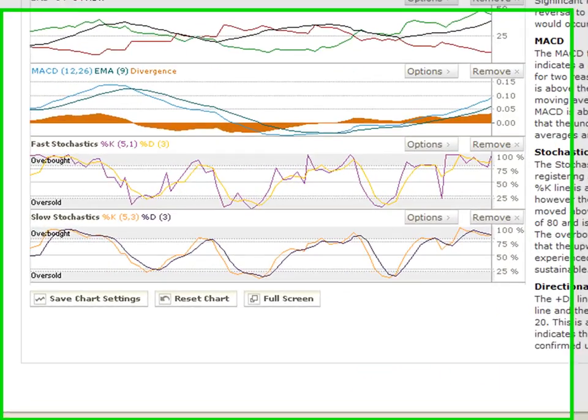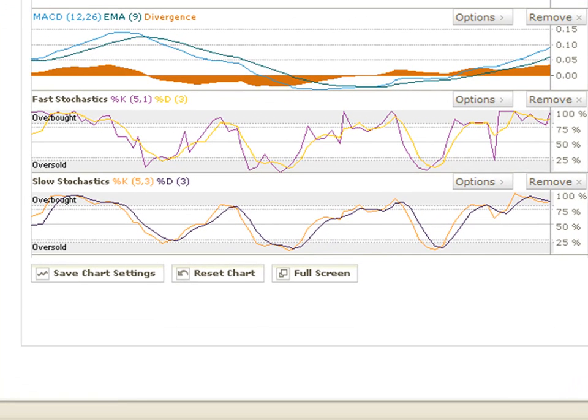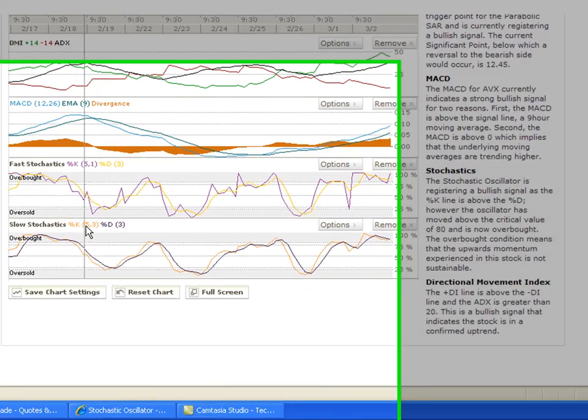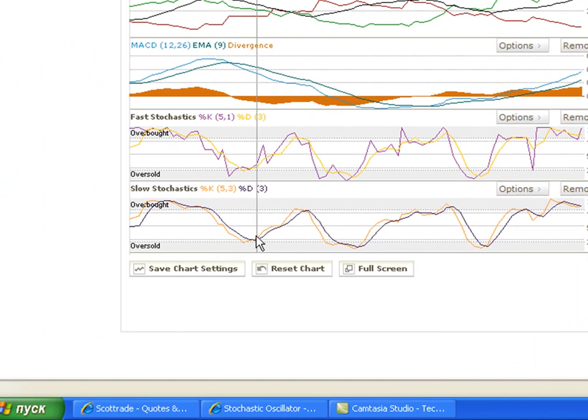Next tool I will go over is Stochastics. There are 2 types of Stochastics, fast and slow. I typically use slow Stochastic to predict whether it's a bullish or bearish signal. You can do so by looking at K and D line. If K line is above D line, it's a bullish signal. If D line is above K line, it's a bearish signal.